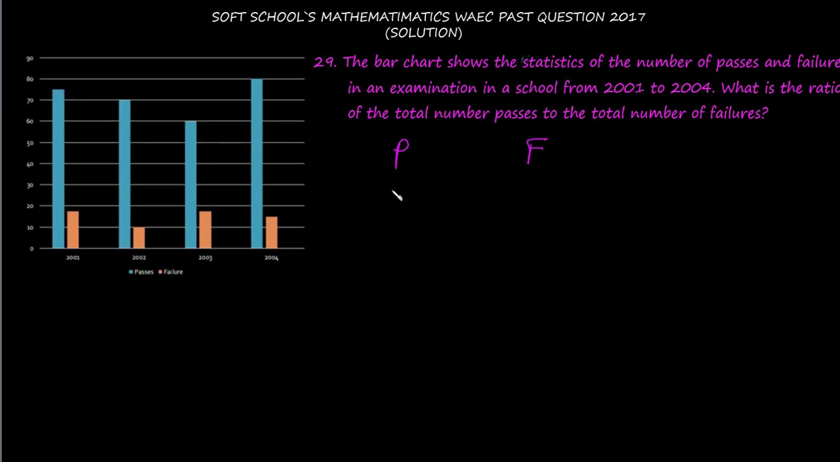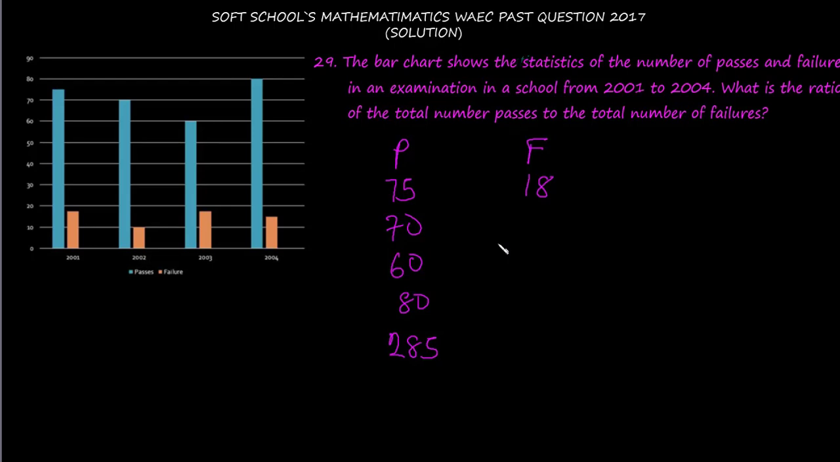This is what? 75 rather. This is what? 70 for year 2002. For year 2003, it is what? 60. And for year 2004, it was what? 80 number of passes. So we are going to add the number of passes together. 70 plus 80, 150. 150 plus 60, 210. 210 plus 75 is what? 285.